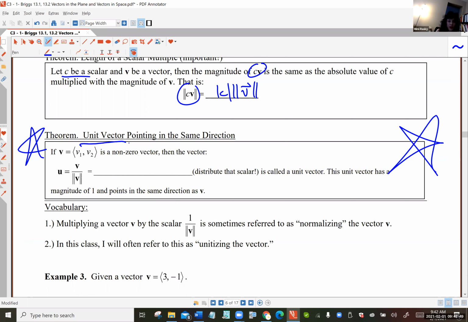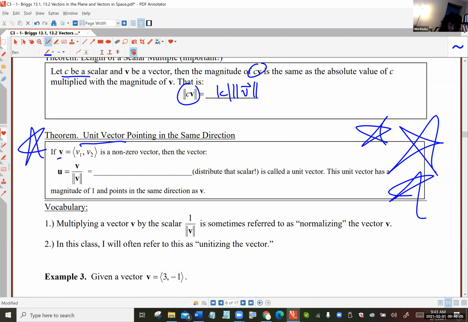What about getting a unit vector pointing in the same direction? You're going to be doing this all semester long. In fact, I'm going to ask you to do it on the final exam also. That's how important this is, okay? It's going to be on the midterm, it's going to be on the final. It's never going away, this concept right here.